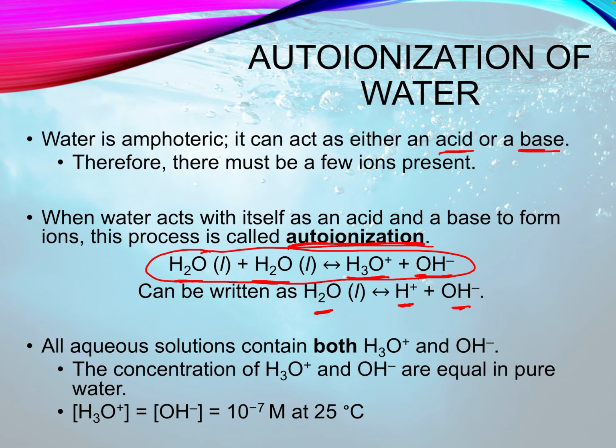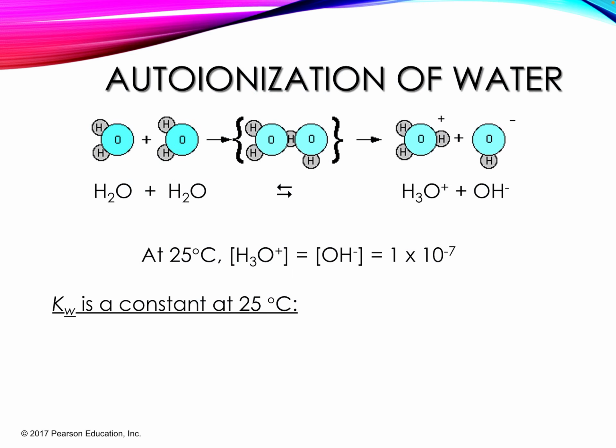So at 25 degrees Celsius, which is what we're going to assume all of our reactions are at. We're going to assume all reactions in this chapter are at 25 degrees Celsius unless stated otherwise. Okay, so at 25 degrees Celsius, the concentration of each one of these is 10 to the minus 7th molar. Okay, so this is a very small concentration. So most of the water molecules exist as water, but a small amount of them are undergoing this autoionization.